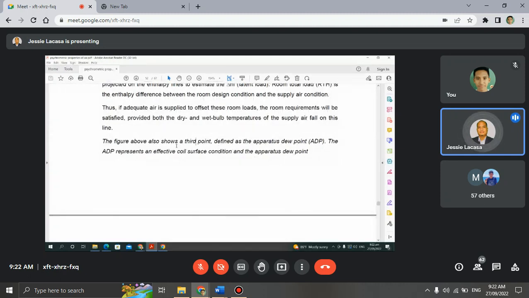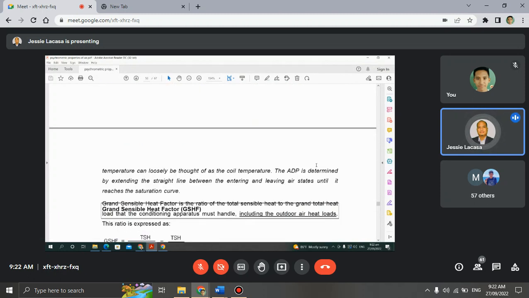So the figure above also shows a third point defined as the apparatus dew point (ADP). The ADP represents an effective coil surface condition, and the apparatus dew point temperature can loosely be thought of as the coil temperature. So that is the coil temperature, right? ADP, apparatus dew point.